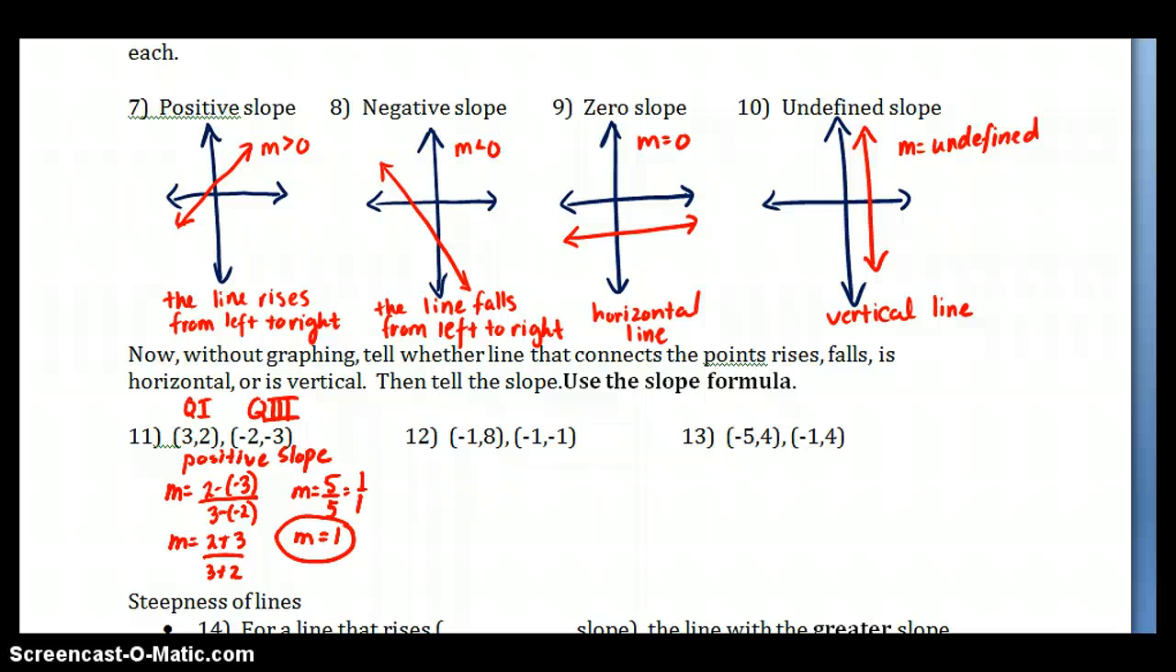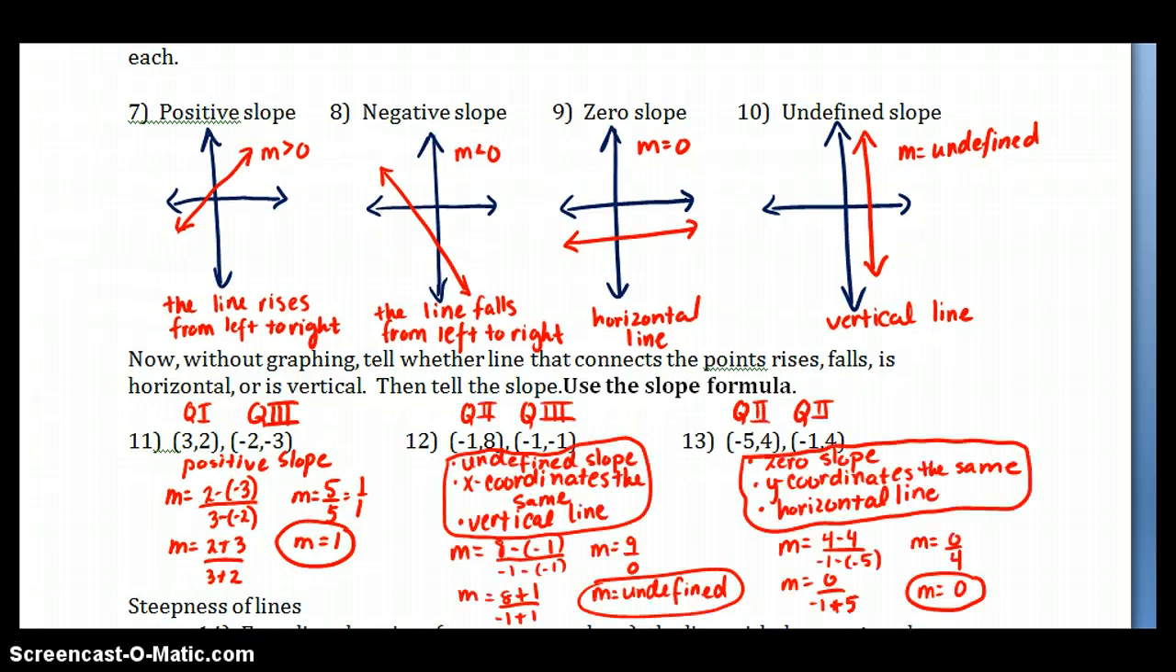You try numbers 12 and 13. Please take a minute to write the quadrants down, see if you can figure out the slope even before you start. That might help you. And then we'll have you turn the recording back on and check your answers.